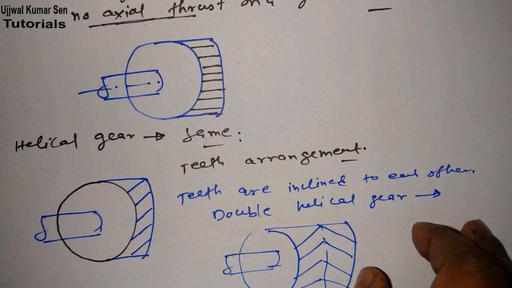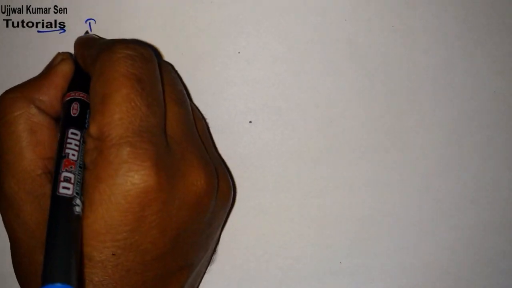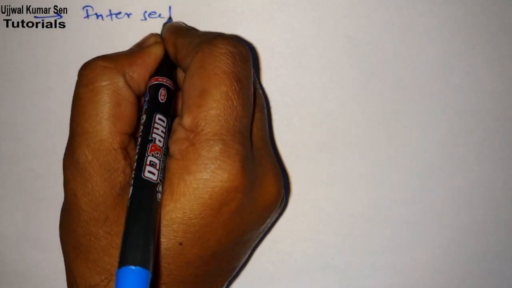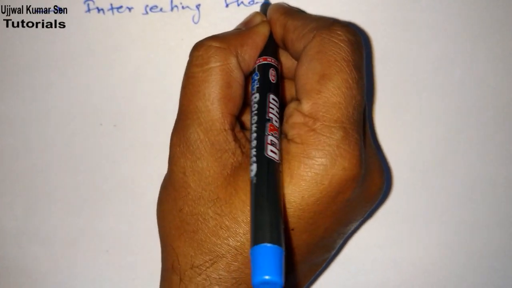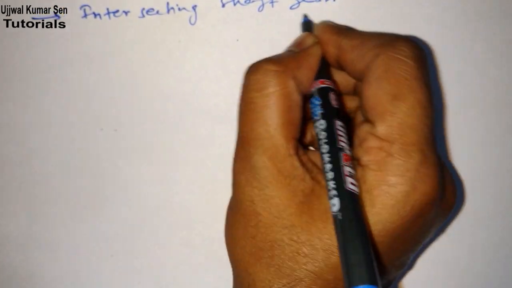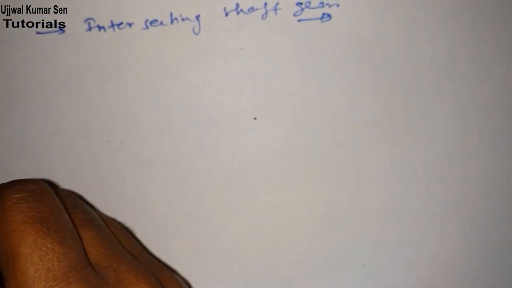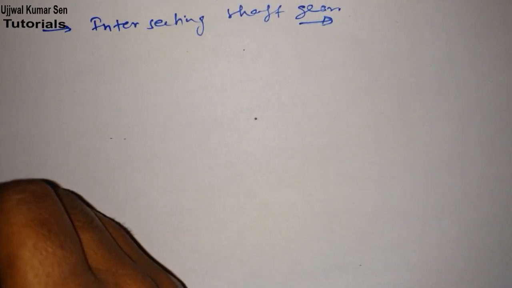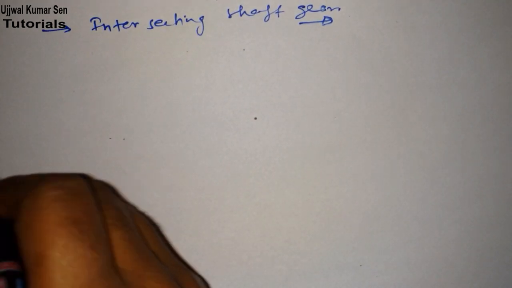Now we'll move to the next gear, that is known as intersecting shaft gear. We will go for the intersecting shaft gear. So what is basically an intersecting shaft gear? The teeth intersect with each other. Let me share with you.